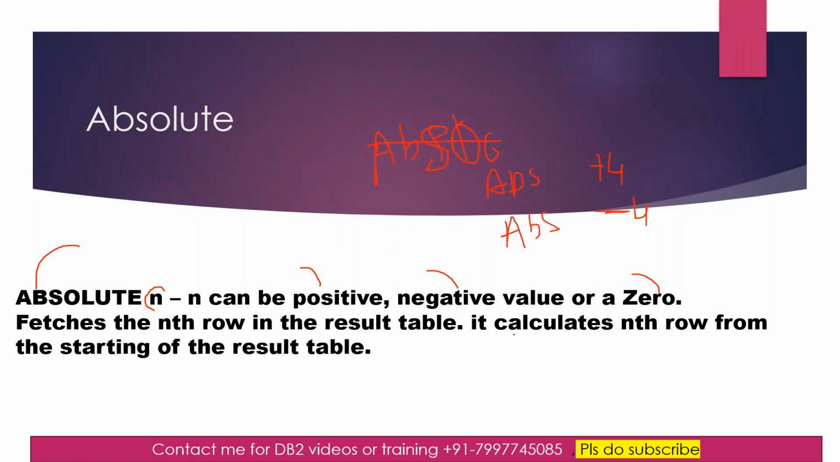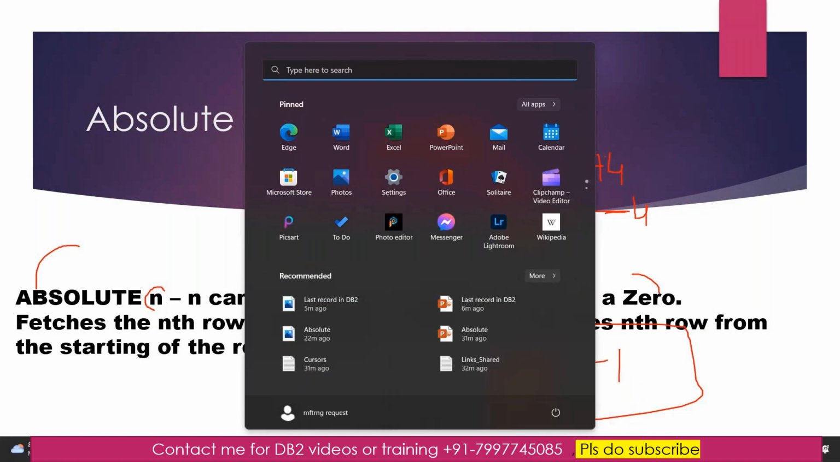Okay, fine. But how can I retrieve the last row? As simple as mentioning absolute minus one. Mention absolute minus one so that we are able to retrieve the last record, without doing any sorting. We can get it. For that, what are we going to do?